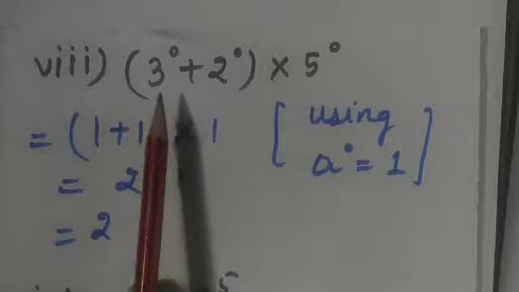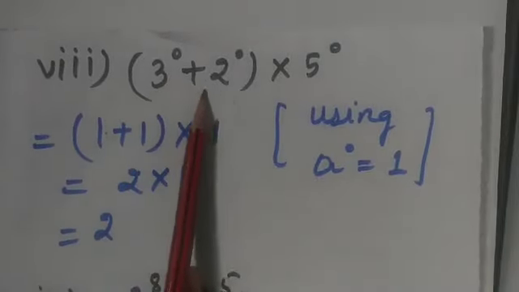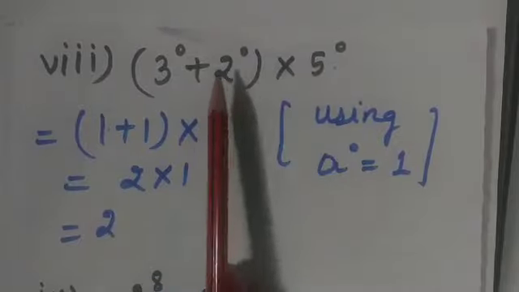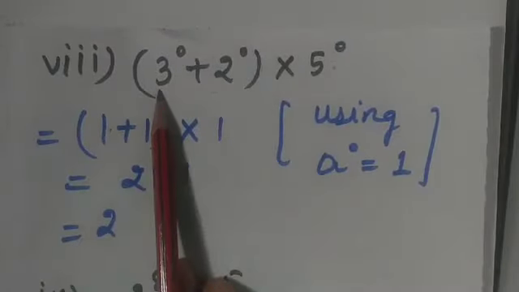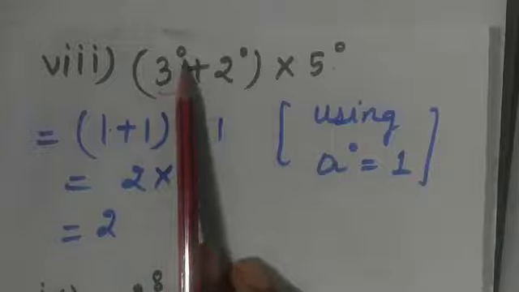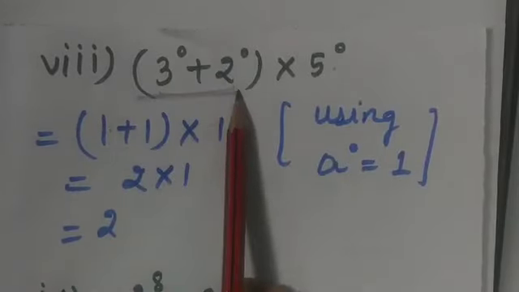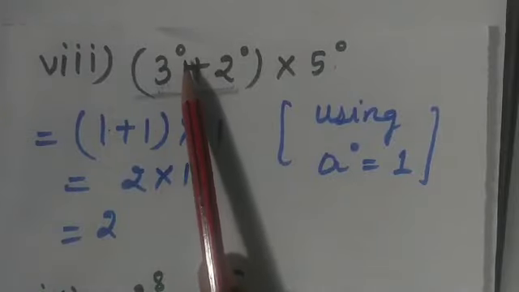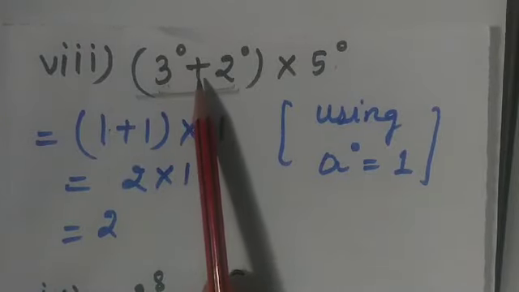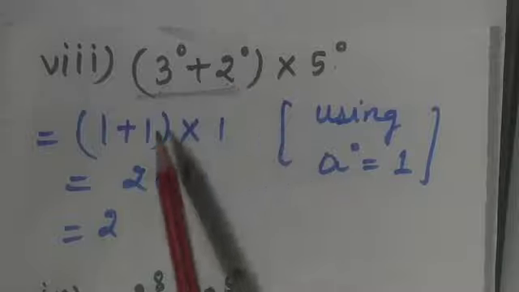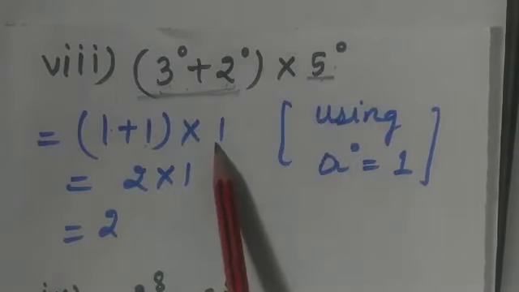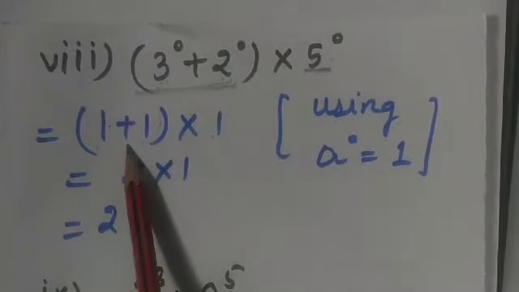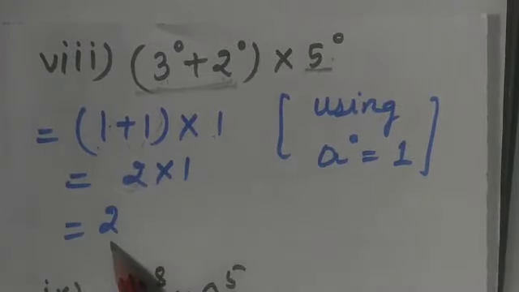Part number 8 we have is 3 raised to the power 0 plus 2 raised to the power 0 into 5 raised to the power 0. Using BODMAS, I have to solve the brackets first. So I will solve this first. 3 raised to the power 0 is 1 because any number raised to the power 0 is always 1, plus 2 raised to the power 0 is also 1, into 1. Now 1 plus 1 is 2, because I solve the bracket first. 2 into 1 is equal to 2.